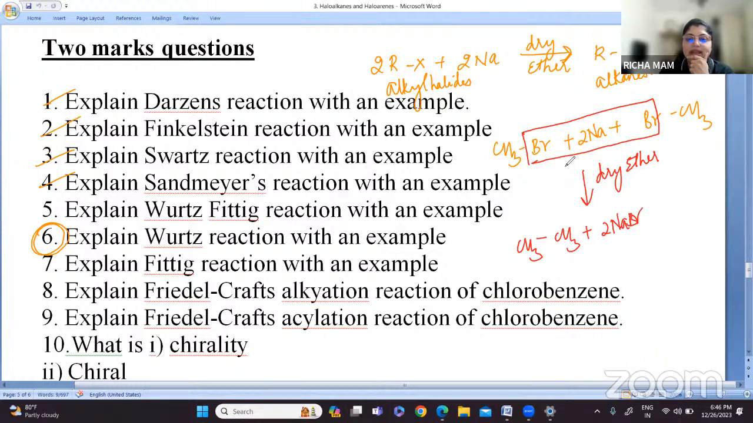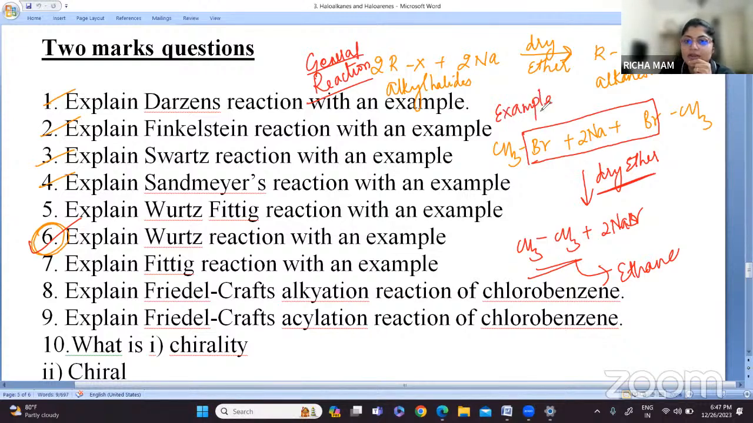Is my reaction correct? So alkyl halides react with sodium in the presence of dry ether to give you higher alkanes. So two molecules of methyl bromide reacting with sodium in the presence of dry ether give you ethane. Is it clear? Is Wurtz reaction clear? Please study the general reaction as well as the example. Example and general reactions are very important. Please study both things.